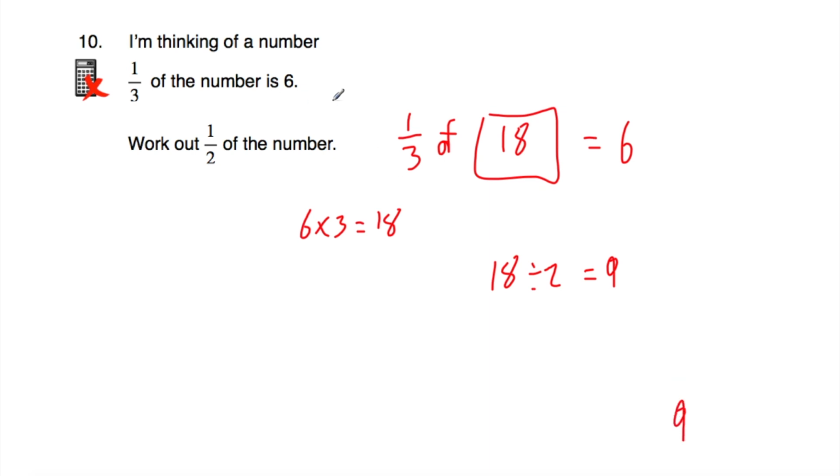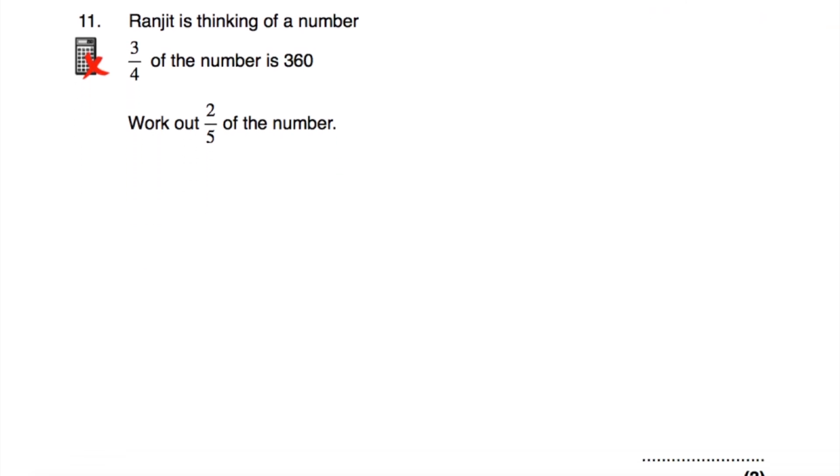And that's it. So in this question, we're told 1/3 of a number is equal to 6. So we find the number by times it by 3. That's equal to 18. And then we're asked to work out half of the number. So we now needed to divide by 2, and that's equal to 9. And that's it. Okay, let's look at our next question, question number 11.